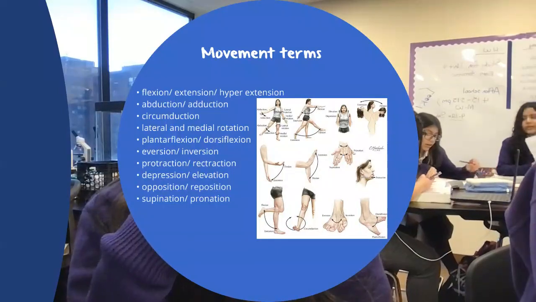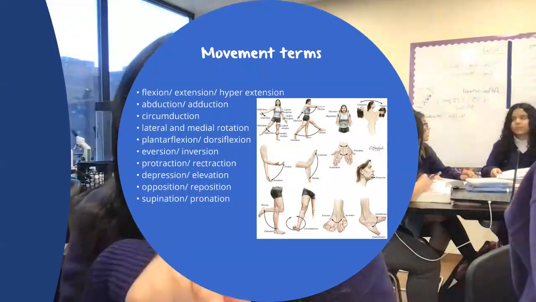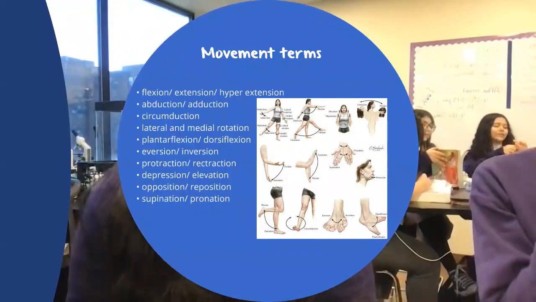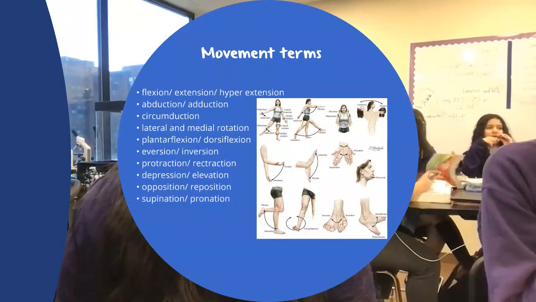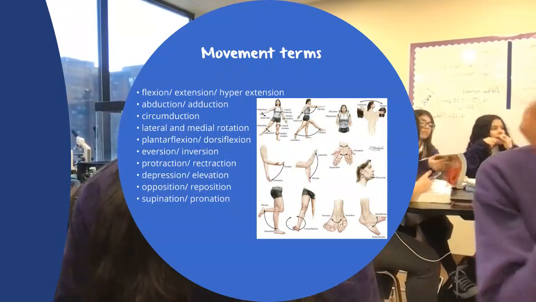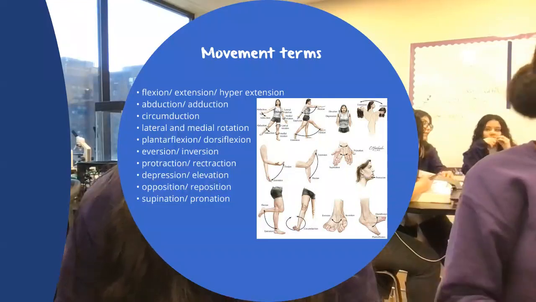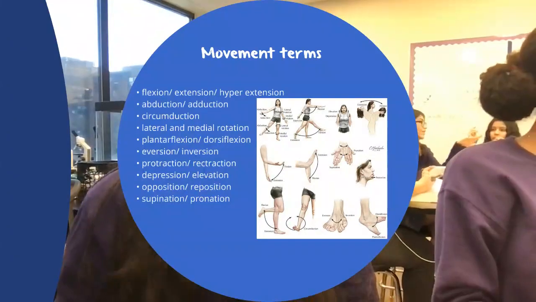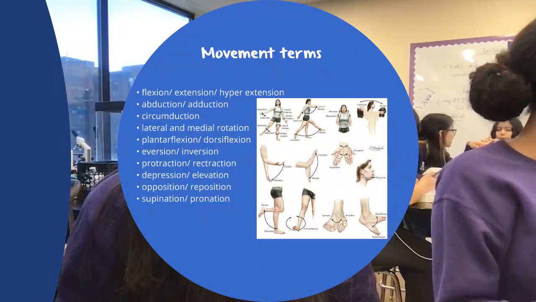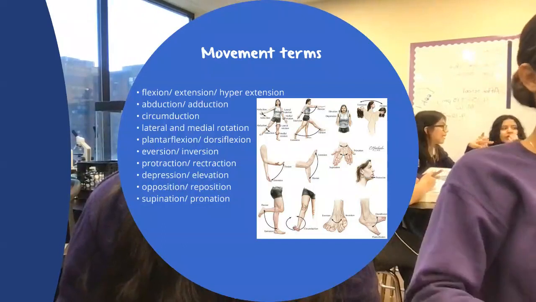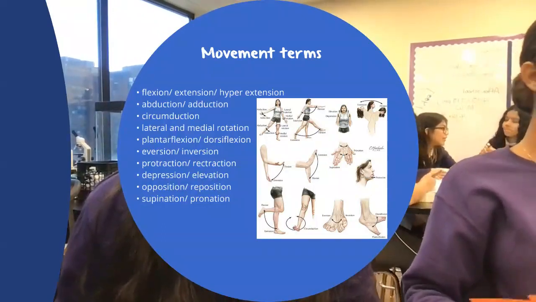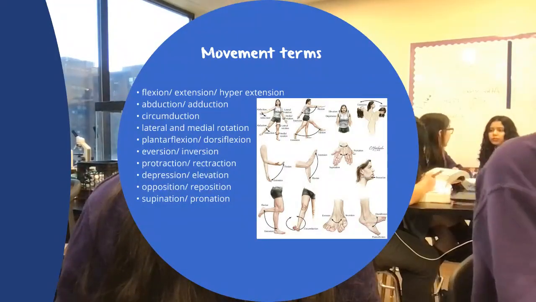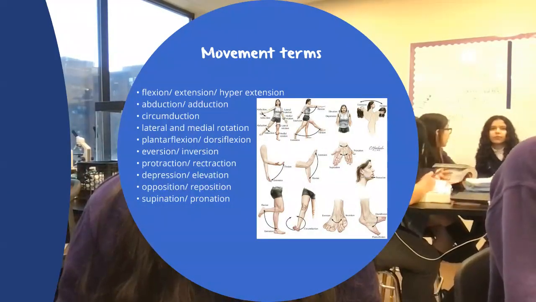How do you say movement? Terms igual palabras, vocabularios. Okay, flexión, extensión. Hyper is extension. Sí. How do you say? Sí, esto abducción. Adducción. Sí. Circunducción. Lateral, medial.